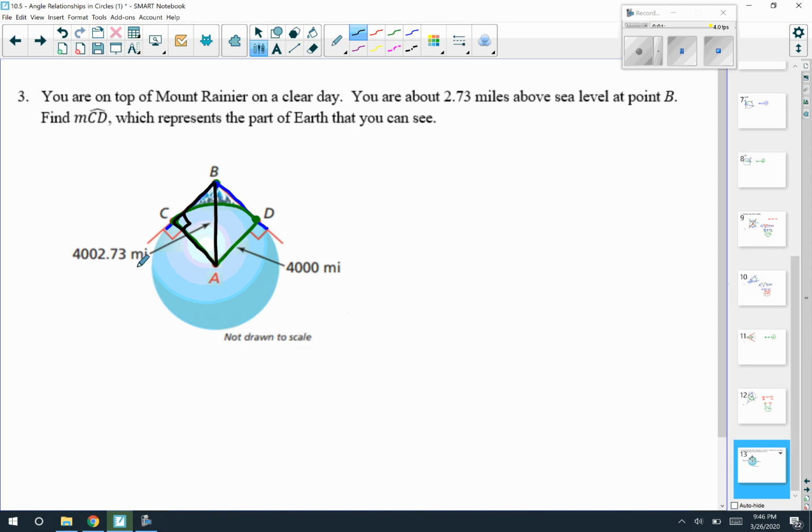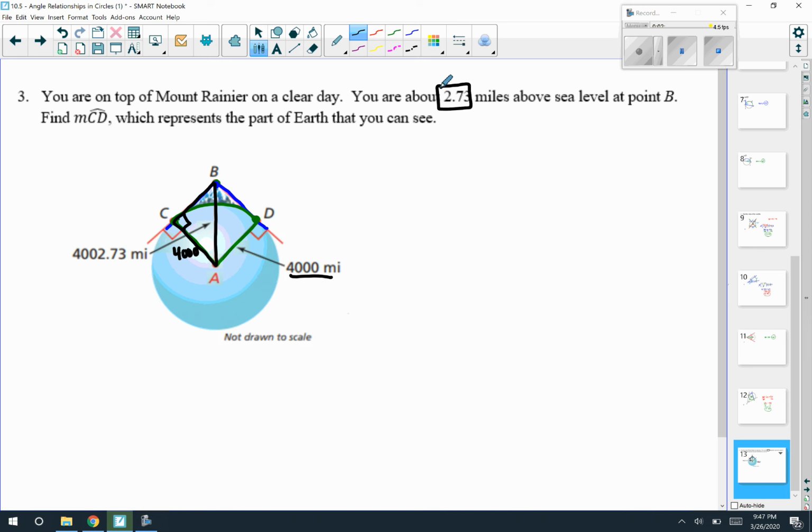4,002.73 miles. We know the radius of the circle is 4,000 miles, which means over here is also 4,000 miles. And if you take your 4,000 miles and add on how high you are off the earth on the mountain, that's what gets us that 4,002.73 miles.